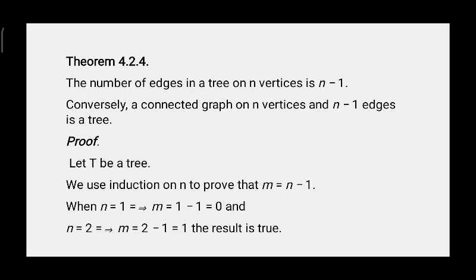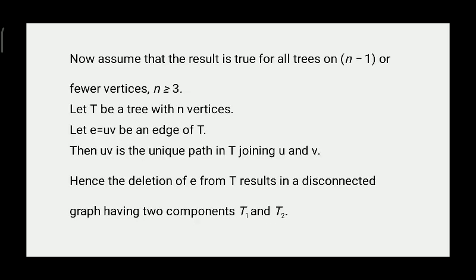Let us take the graph to be a tree. We use induction on n to prove this theorem. Assume that m equals n minus 1. When n equals 1, we get m equals 1 minus 1, equal to 0. When n equals 2, we get m equals 2 minus 1, that is equal to 1. So for these two cases, the result is true. Now we assume that the result is true for all trees with fewer than n vertices.